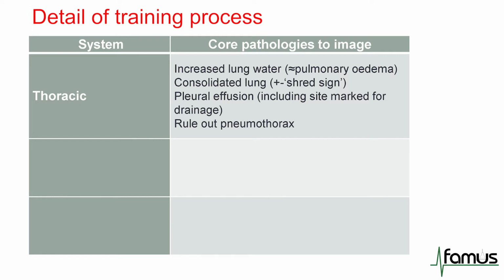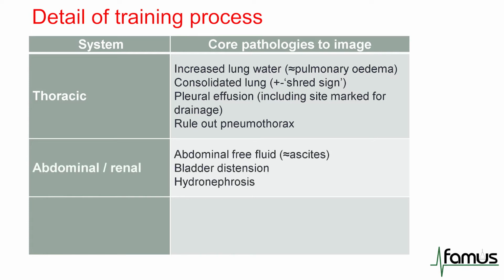Be familiar with pleural effusions, and in particular how to site mark for drainage. And we want people to have an understanding about how to rule out pneumothorax. With regards to the abdominal renal module, you will get a clear understanding of how to identify abdominal free fluid, which within medicine is usually ascites, and in particular to think about bladder distension and hydronephrosis, so obstructive uropathies.